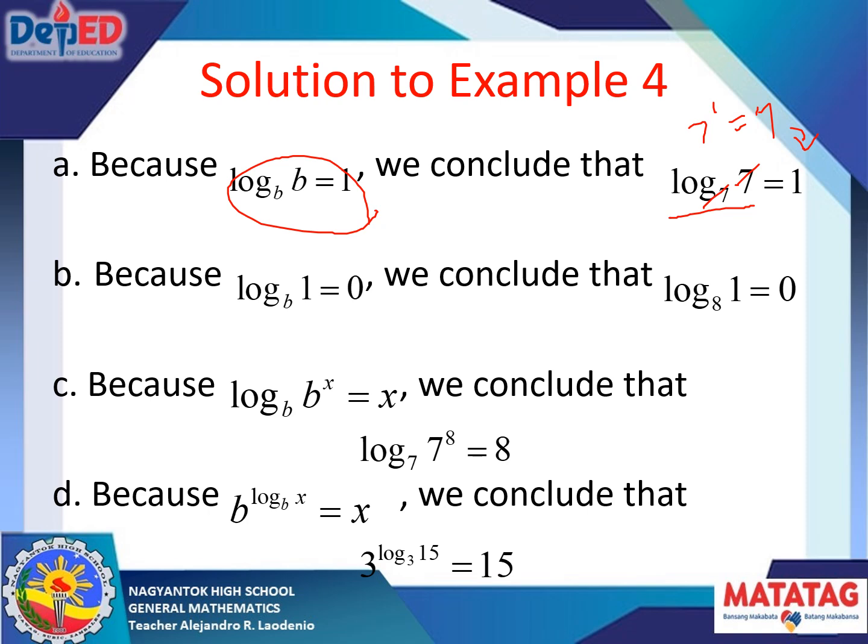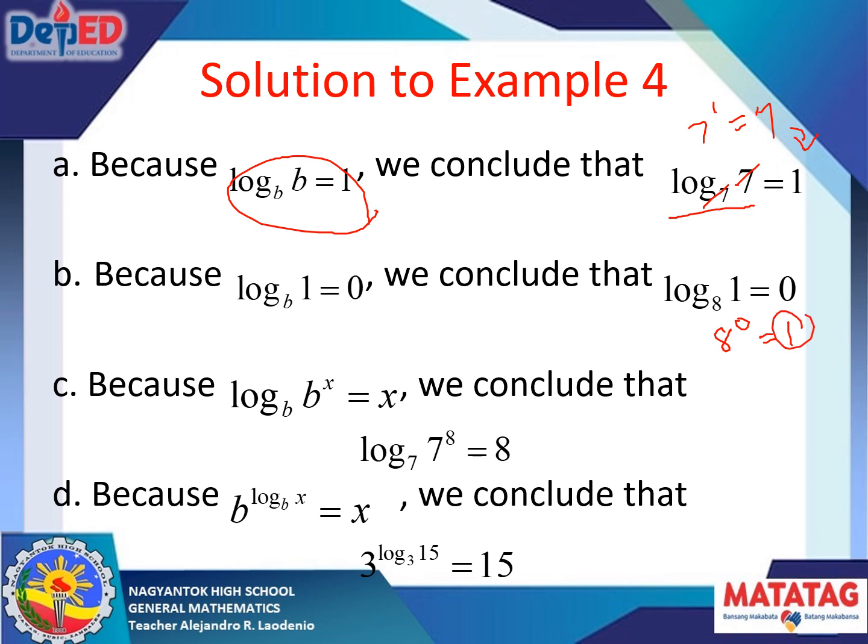So for example, log of 1 to the base 8 is 0. We're going to put that into exponential form. That would be now 8 raised to 0 equals 1. So any number which has an exponent of 0 is always 1.